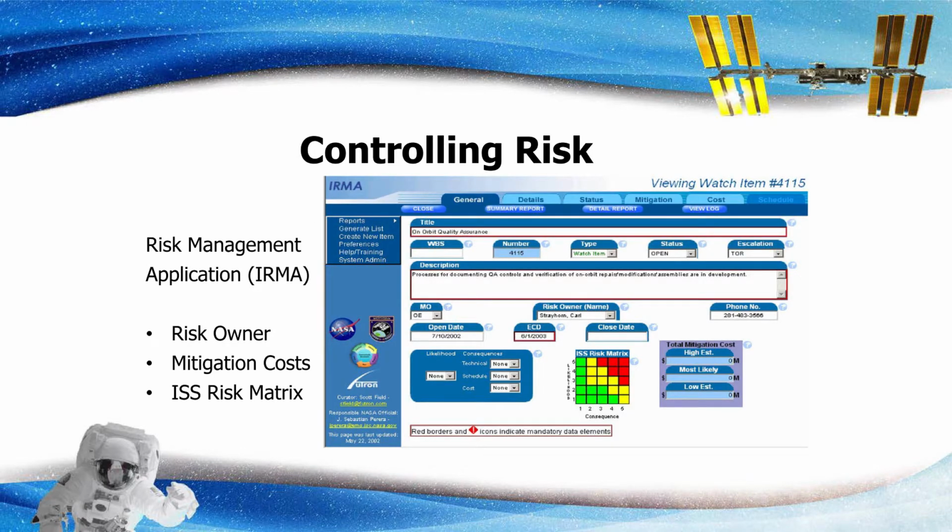An example of an application that assists with controlling risk is NASA's Integrated Risk Management application, which is utilized for managing the International Space Station. The screen displayed below shows risk number 4115, where the risk owner is identified, the mitigation costs are displayed, and a quick snapshot view of the risk levels are indicated by the ISS risk matrix graphic.